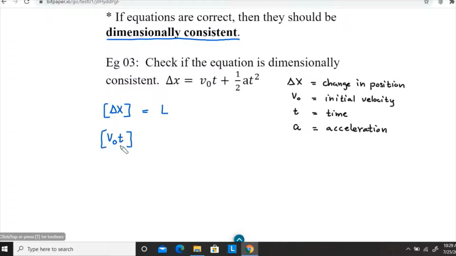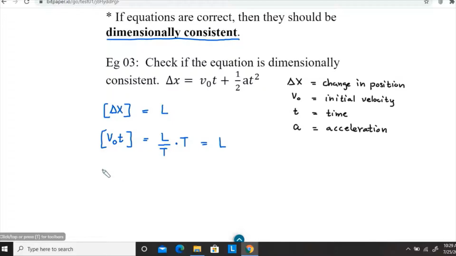The second term is v naught multiplied by t, that is time. V naught is a velocity. In the previous slide, we got the dimensions of velocity. So that's L over T. That's the dimensions of velocity, but we need to multiply this by time. So dimensions of time is T. You can see T and T cancel out in the numerator and in the denominator. So the result would be L.